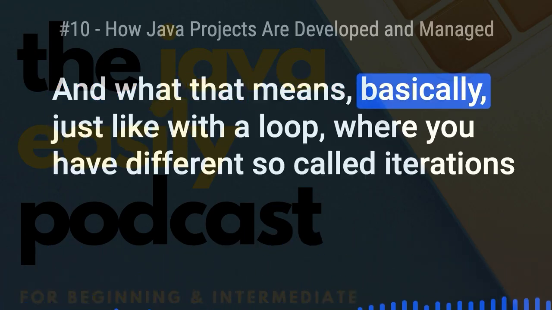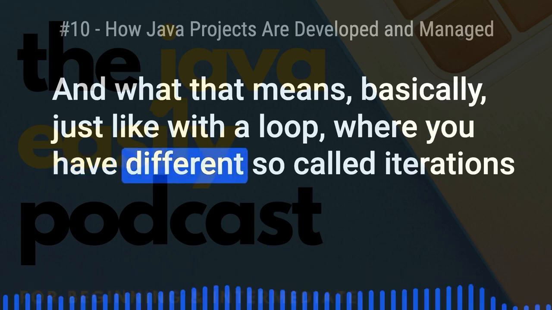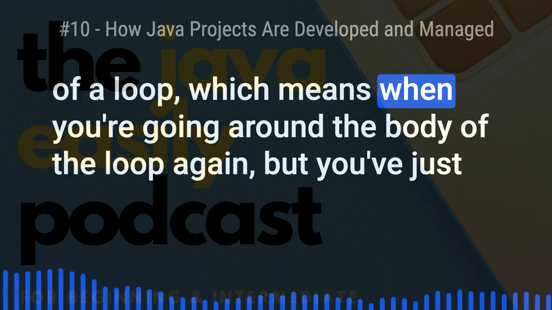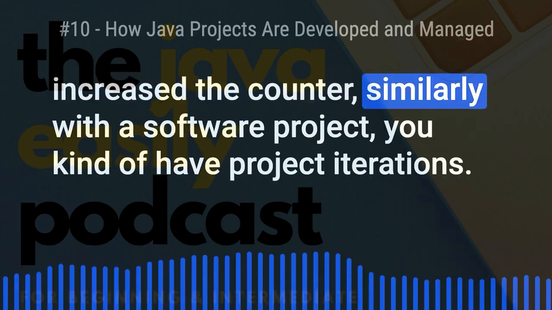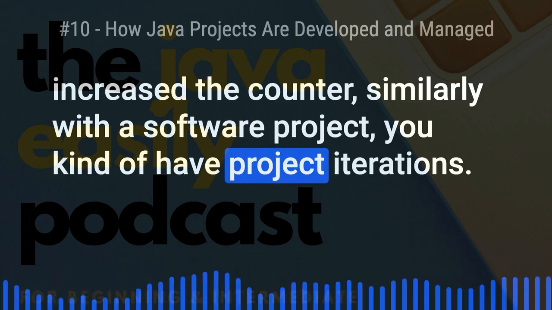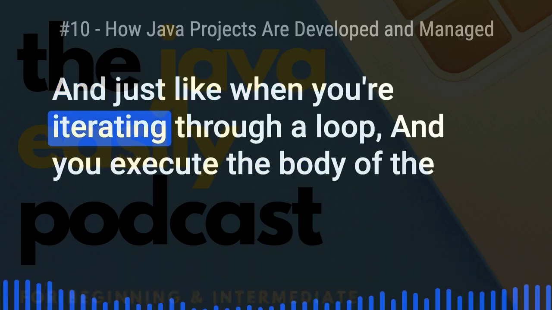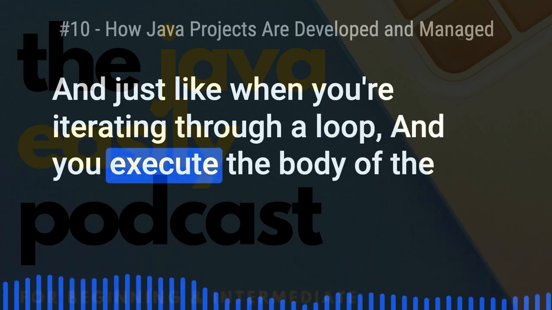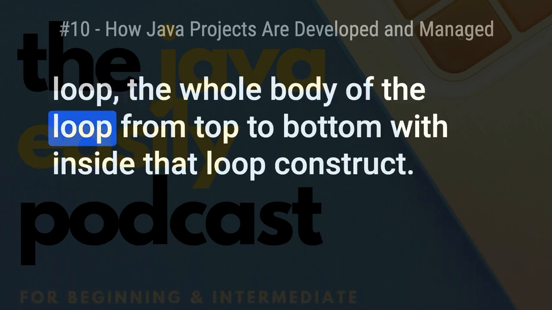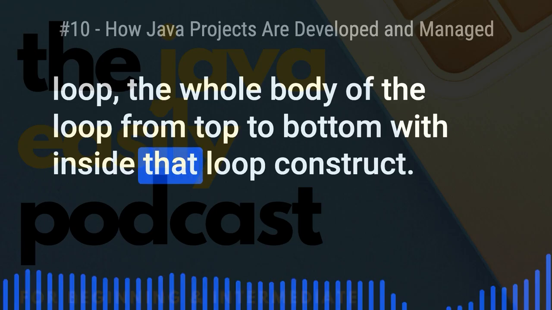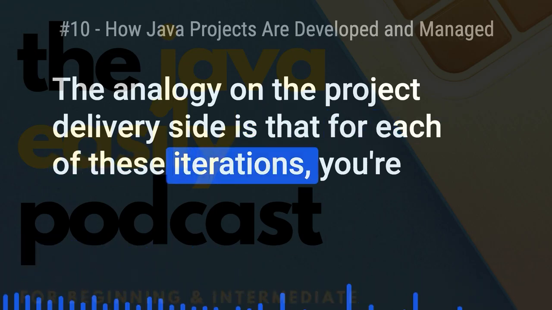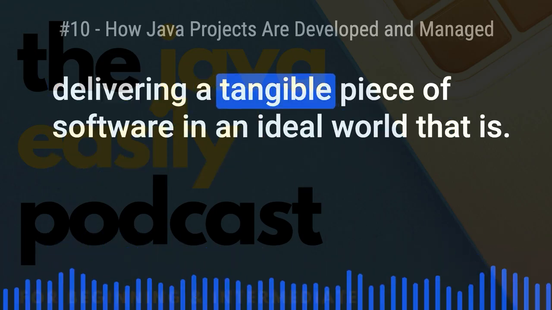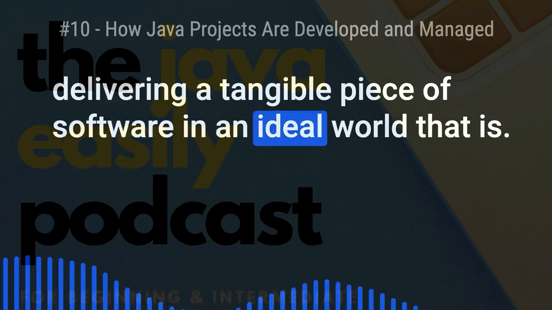And what that means, basically, just like with a loop, where you have different so-called iterations of a loop, which means going around the body of the loop again, but you've just increased the counter. Similarly, with a software project, you have project iterations. And just like when you're iterating through a loop, and you execute the whole body of the loop from top to bottom, the analogy on the project delivery side is that for each of these iterations, you're delivering a tangible piece of software. In an ideal world, that is.